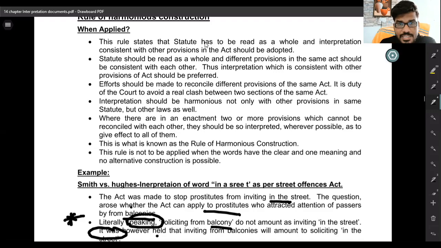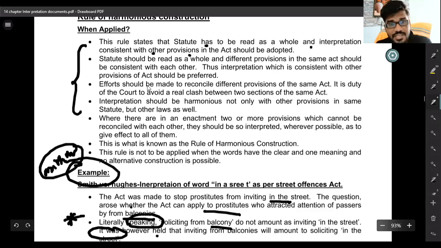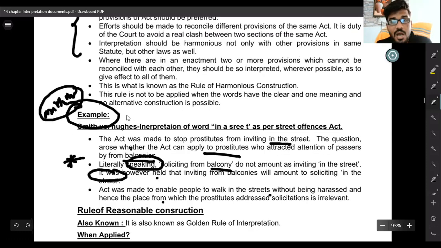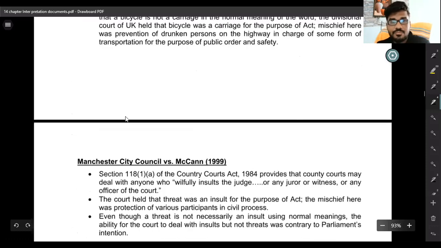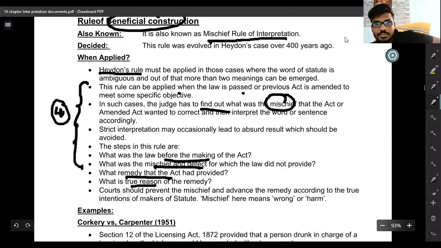This rule states that a statute has to be read as a whole, and an interpretation consistent with the other provisions in the act should be adopted. Different provisions in the same act should not be inconsistent. This is an example for the mischief rule, not an example for harmonious construction. It is a mischief rule. Clear?